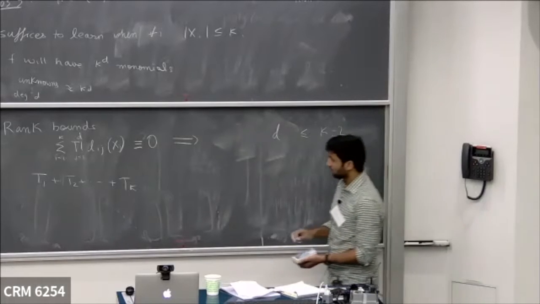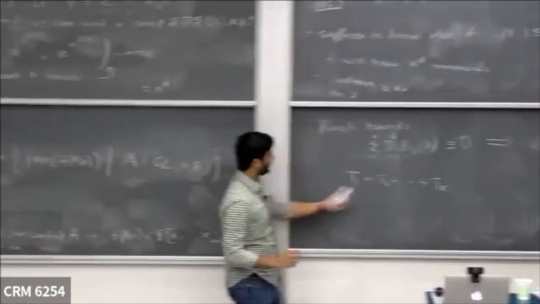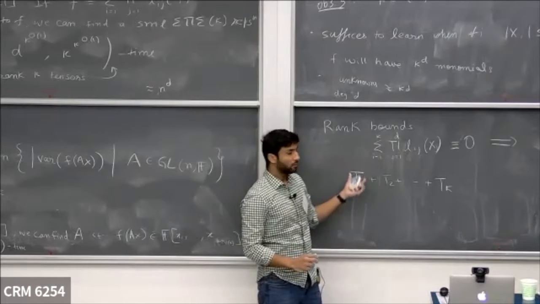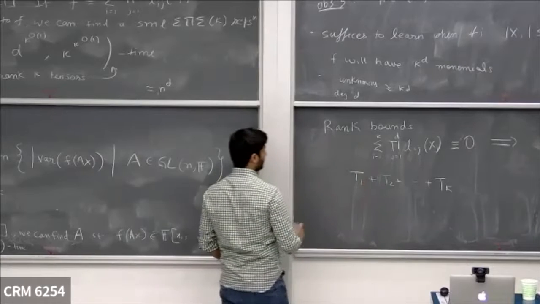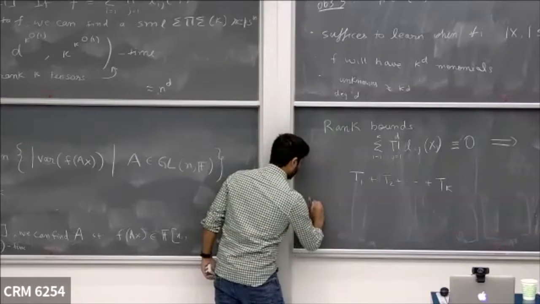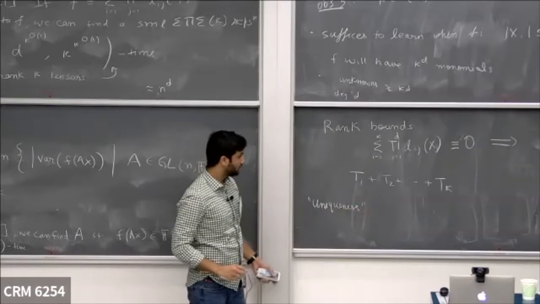Why? I'm hiding some technical details, but if some sub-circuit computes zero, or if there's a large GCD, it turns out those are the only two bad cases. So I want to say that we have uniqueness, quote unquote uniqueness, in our representation because of rank bounds. Why is that?